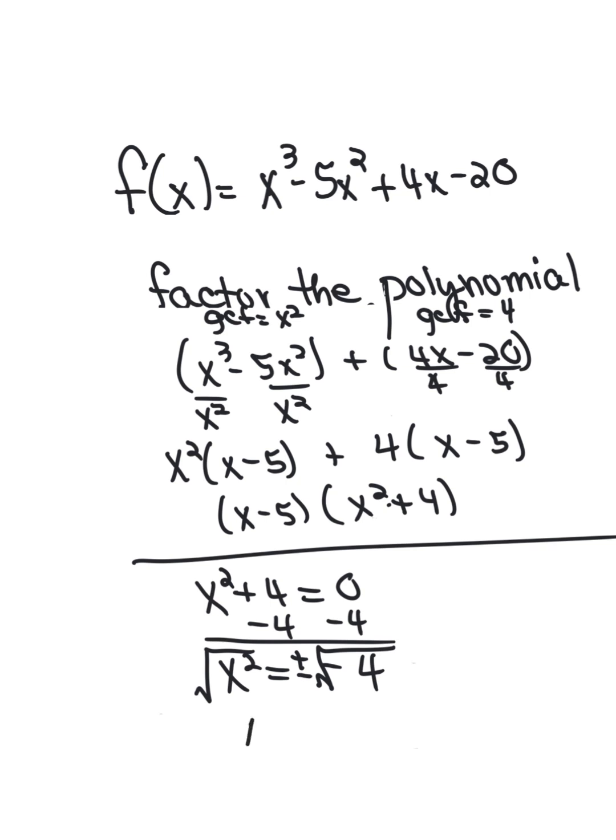So I'm going to get x is equal to positive negative square root of negative 4. So I'm going to break negative 4 down as the square root of negative 1 times the square root of 4, because we can't take the square root of a negative number. And that's going to give me x is equal to positive negative 2i. All right, from there, I can now get my factors. I have x is equal to positive 2i and I have x is equal to negative 2i.